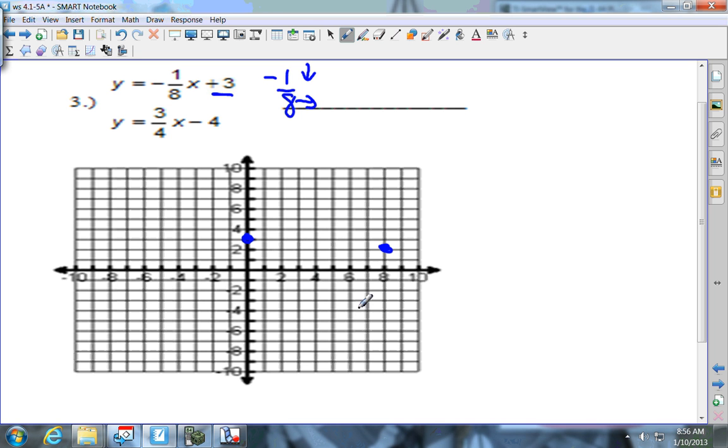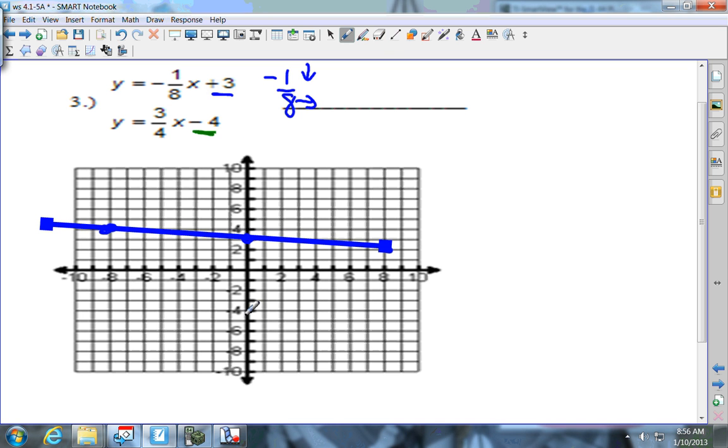Oh, I'm out of room here. So let's see. Let me go backwards. I'm going to go up 1 and to the left 8 and put a dot. Okay, well, those are the only ones I can fit on my grid. So I'm going to draw my line. Now let me go to the next one.